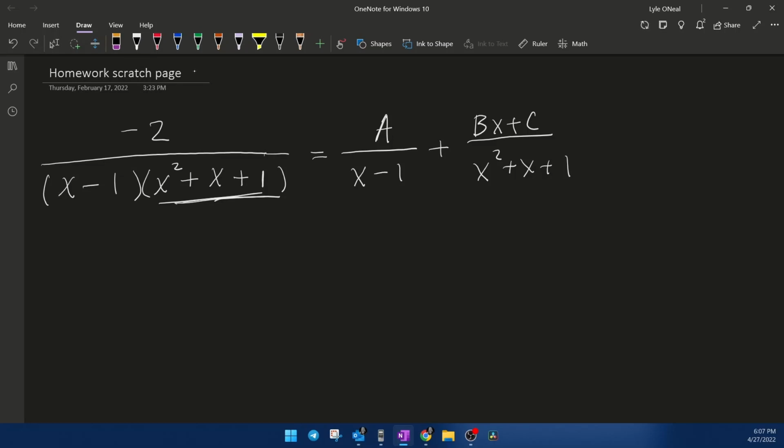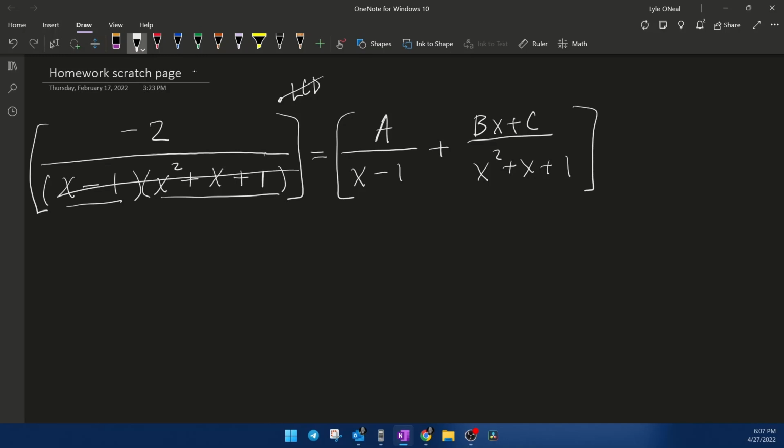Next step is we need to clear the fractions. And the way we're going to get rid of the fractions is we're going to multiply both sides by the LCD. Multiplying the left by the LCD, which is x minus 1 times x squared plus x plus 1, will cancel completely, leaving only a minus 2. On the other side, if I multiply by the common denominator, I'm going to have to distribute to each numerator.